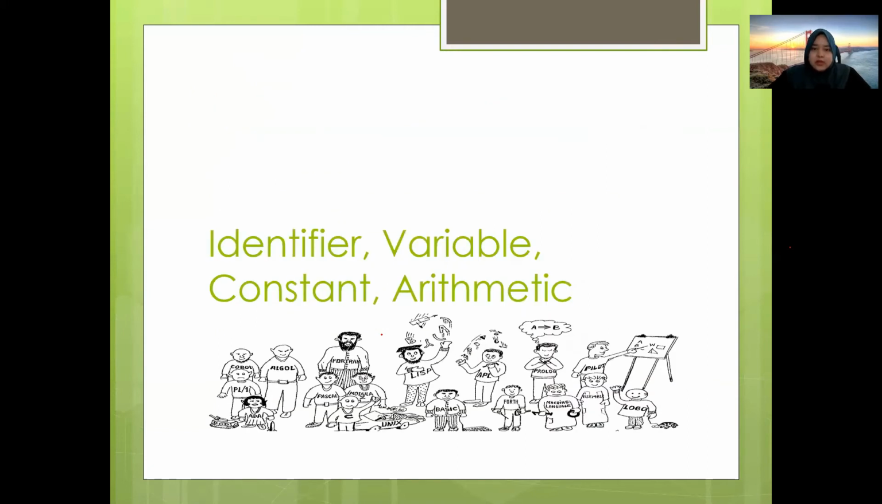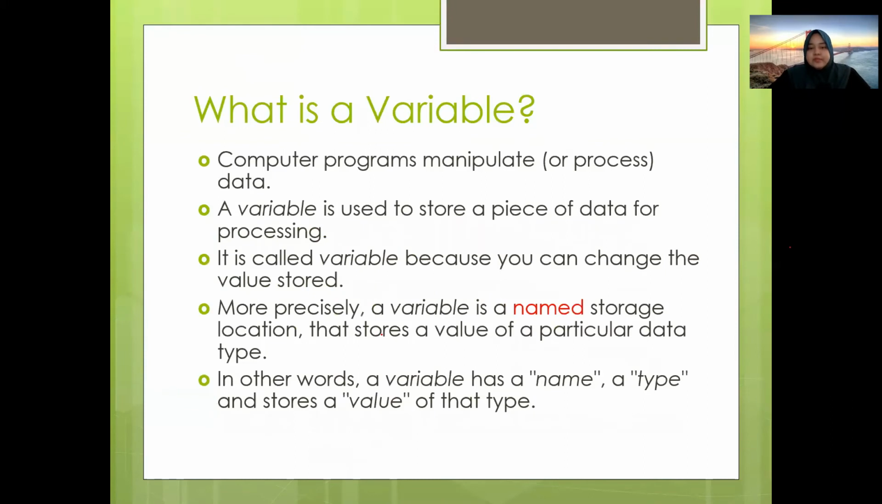So, next is very important inside our coding: identifier, variable, constant and arithmetic. So first, okay, saya nak explain lagi what is a variable. In chapter 1, I have explained to you what is the definition of the variable. So now I want to explain it again because this is very important inside our program.